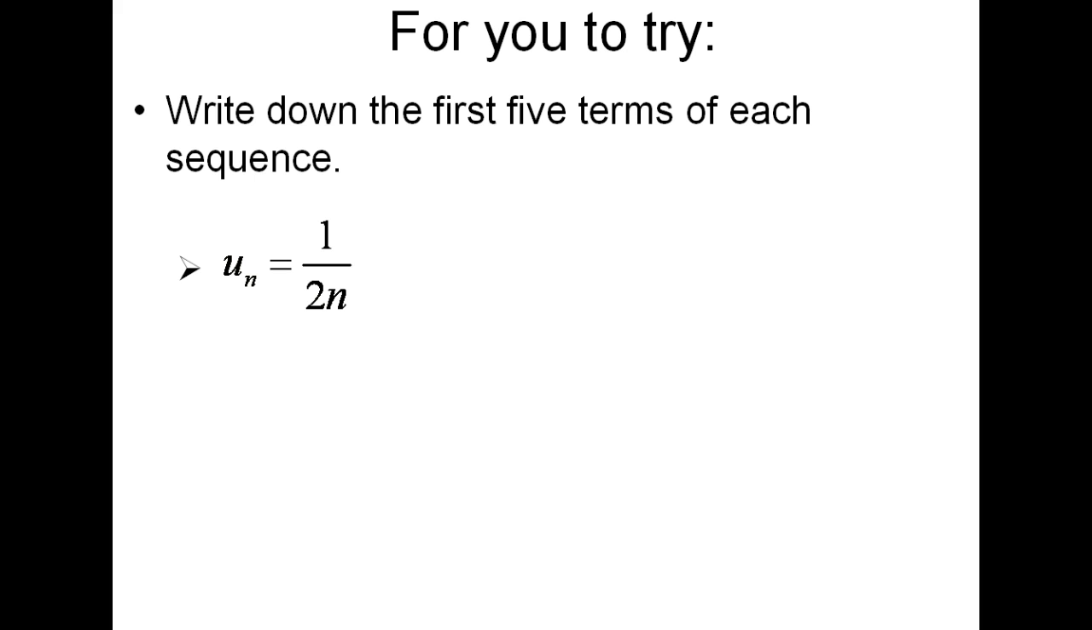First 5 terms, 1 over 2n. Well, the first term is 1 over 2 times 1. Second term is 1 over 2 times 2. Third term is 1 over 2 times 3. The fourth term is 1 over 2 times 4. And the fifth term is 1 over 2 times 5, which is 1/10. So there is each of my first 5 terms.